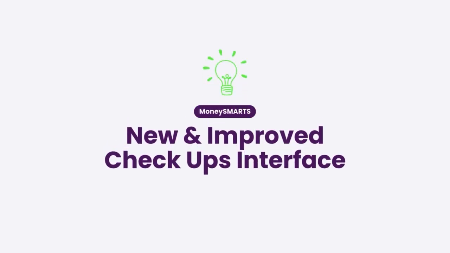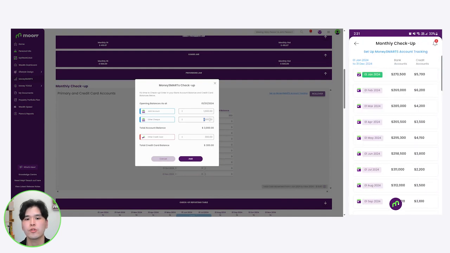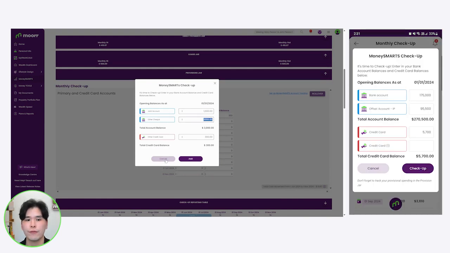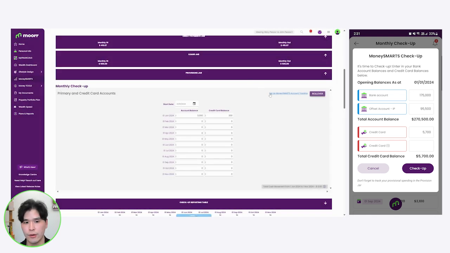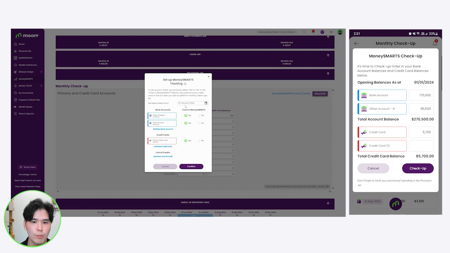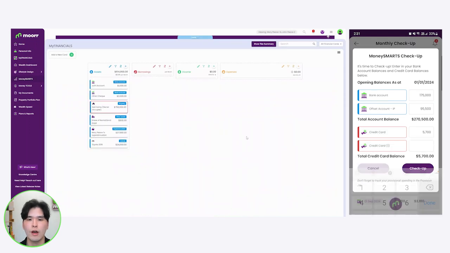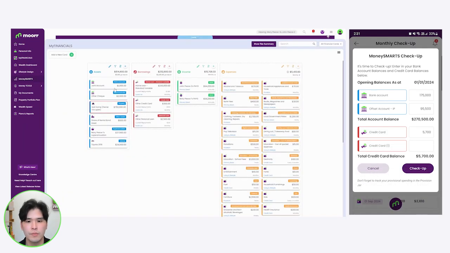In addition, this update also introduces the ability for you to check up against multiple bank accounts, offset credit cards, and even line of credits, whereby in the past, you were limited to a single primary account balance and credit card balance, whereby if you had multiple accounts, you'd have to sum up the balance and input them separately, as well as potentially updating the information in your MyFinancials, meaning double entry.